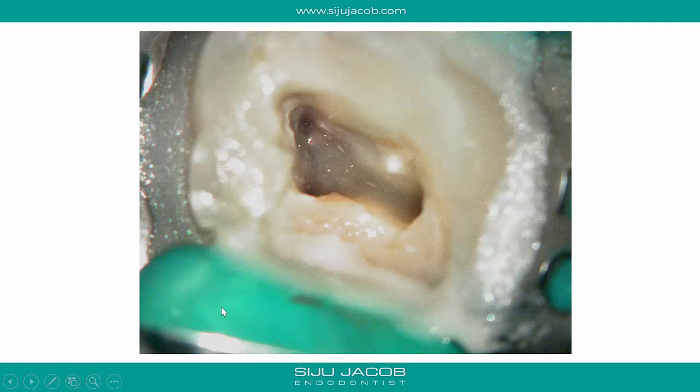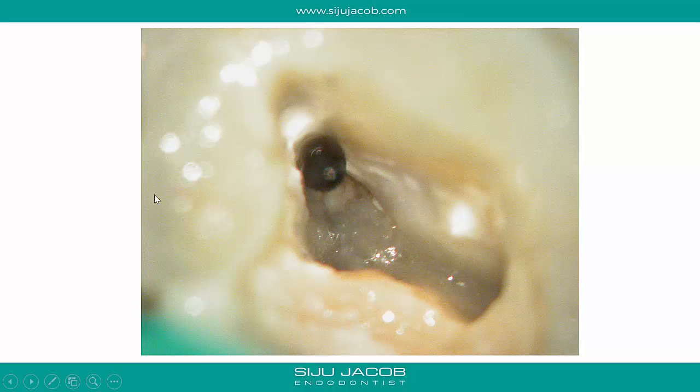This is a typical clinical scenario where one does the access cavity on a maxillary first molar, and you see the mesiobuccal canal, the distal buccal canal, and the palatal canal. The Mb2 is not visible at all, and the reason why it's not visible is that the Mb2 is often hidden under the shelf of dentine.